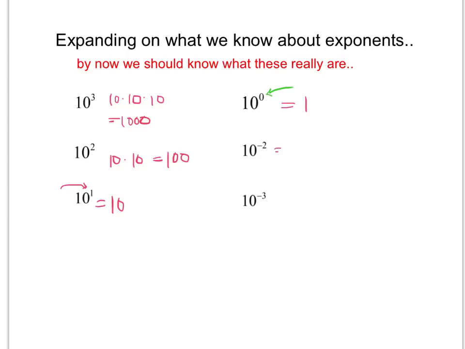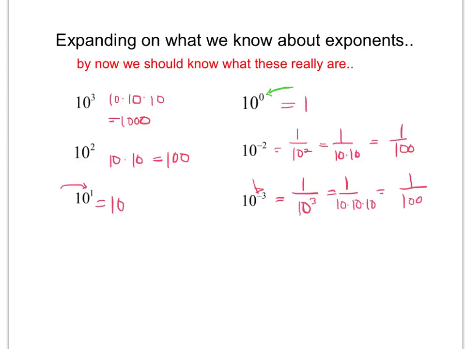And then if we do this one, remember, okay, well, negative exponent, reciprocal, so 1 over 10 to the second power, which is 1 over 10 times 10, which is equal to 1 over 100, okay? And then this one here, same thing, 1 over 10 to the third power, because that negative exponent makes us do the reciprocal. 1 over 10 times 10 times 10, which is 1 over 1,000.